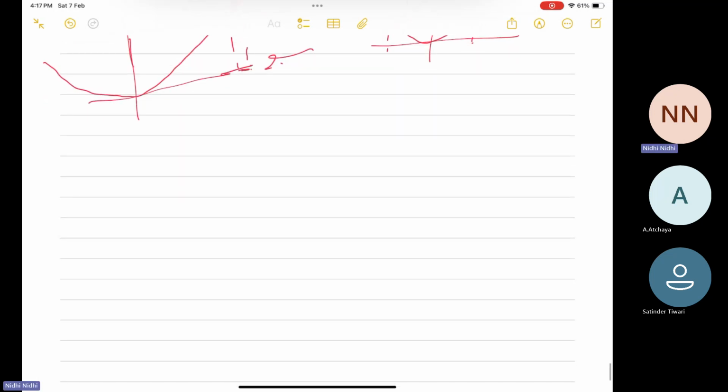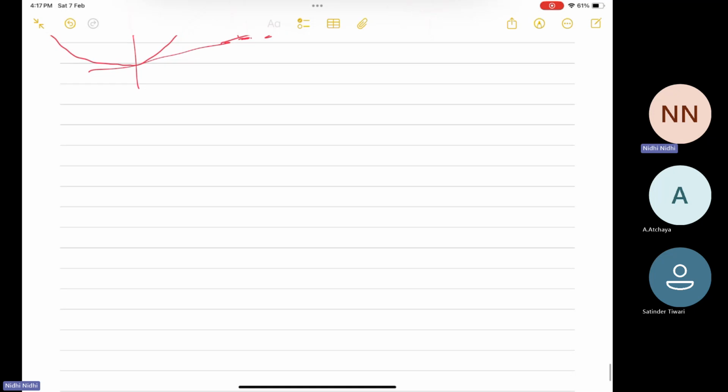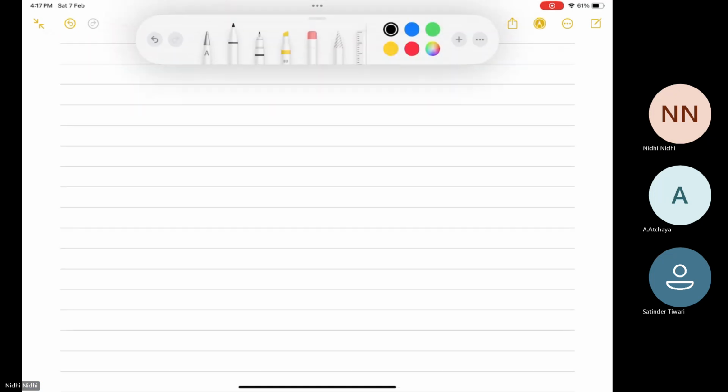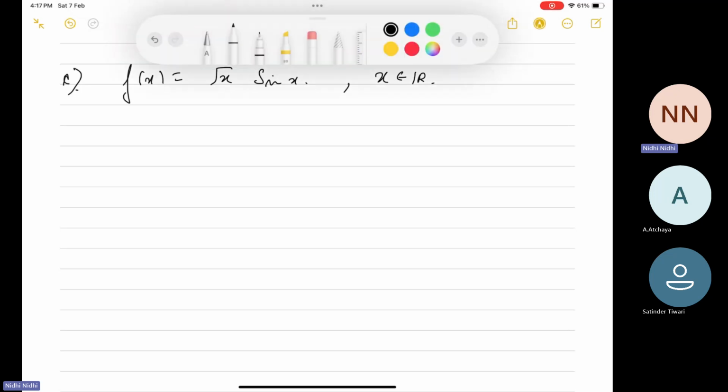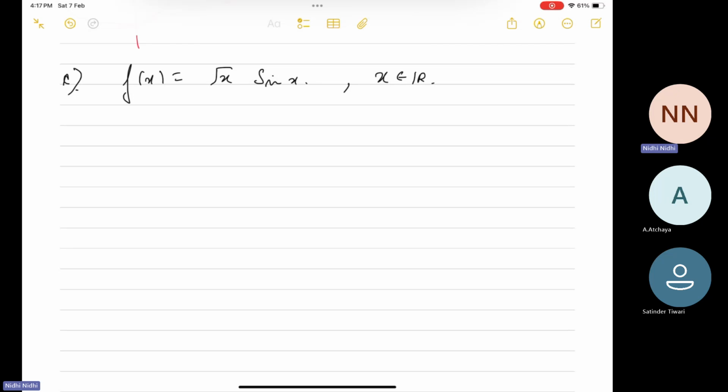Look at the next problem. In this case, you might see what is happening. We have fx equal to root x sin x, and our domain is the set of real numbers. Now, in this case, clearly we have continuity. We will show that this function is actually not uniformly continuous. For that, we'll be using our result. So, what was the result?